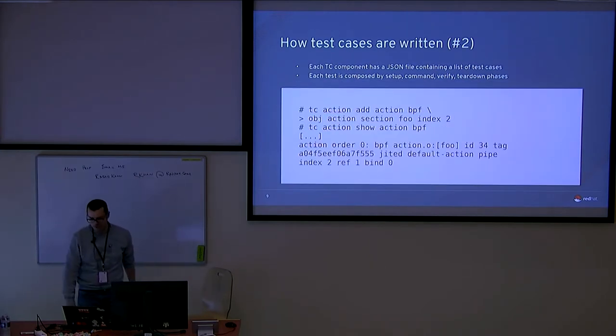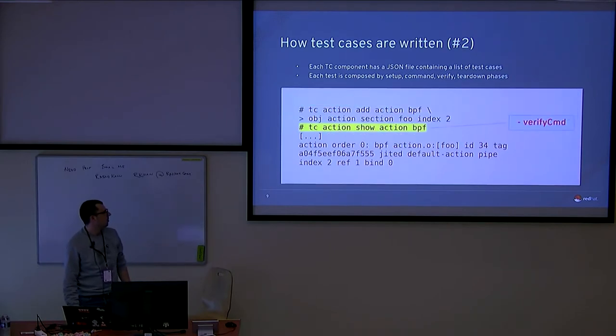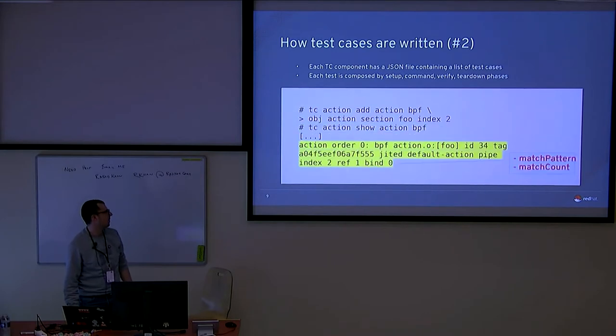So back to our unit test example, we assume we did the setup phase where all BPF actions have been cleared. This is the command under test. We check the expected exit code, which should be zero. We issue the verify command, and we check for the match pattern and the match count. It's really quite easy.